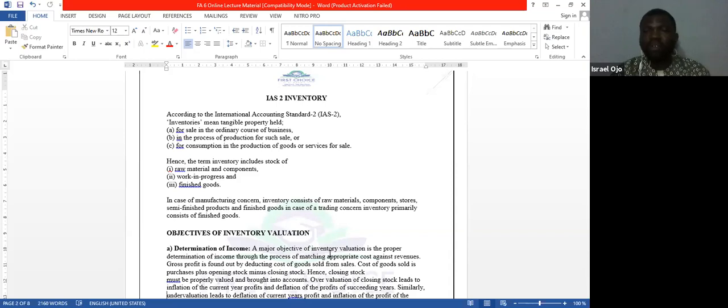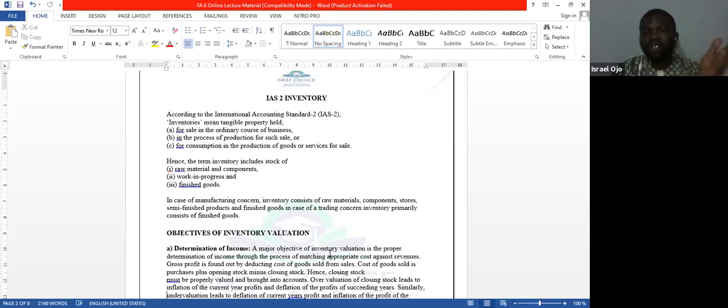But if it's for trading, inventory is what we call finished goods, because they are all finished. Everything they buy, they purchase the item and they resell it. So that's finished goods. If we flash back to secondary school, there's a particular account that we prepared there. We call it the manufacturing, trading, and profit and loss account.